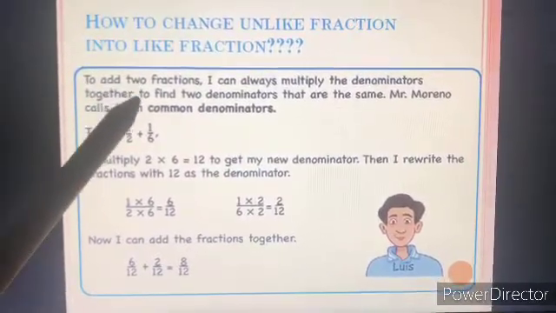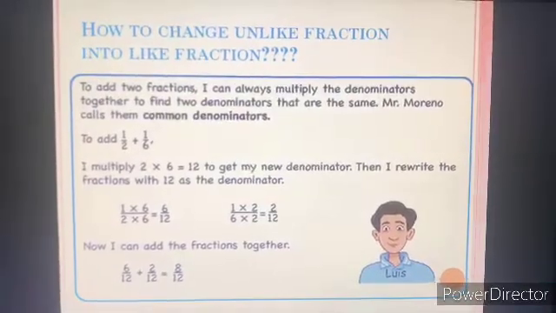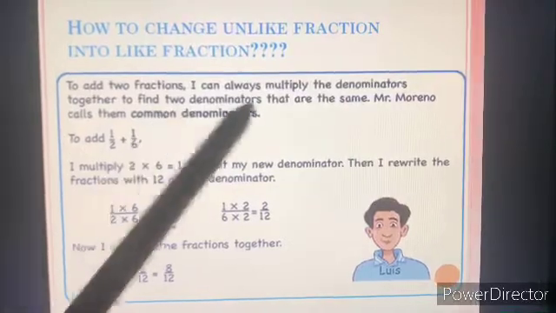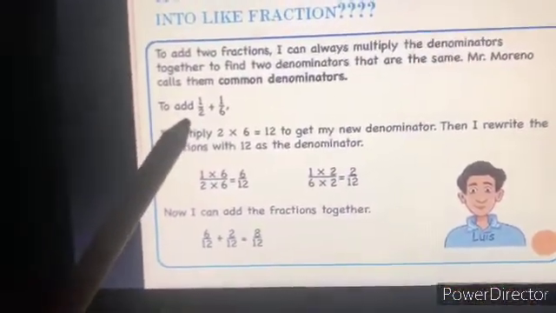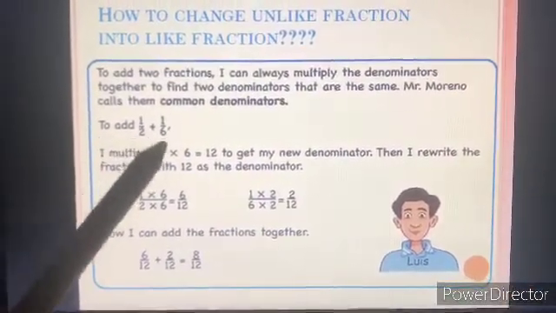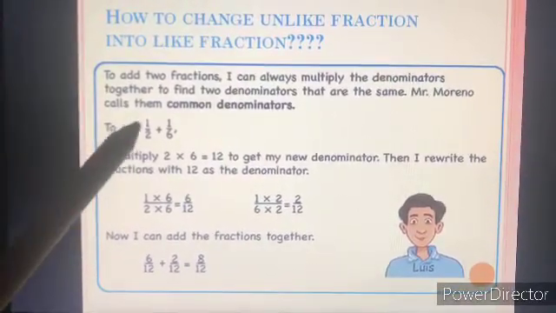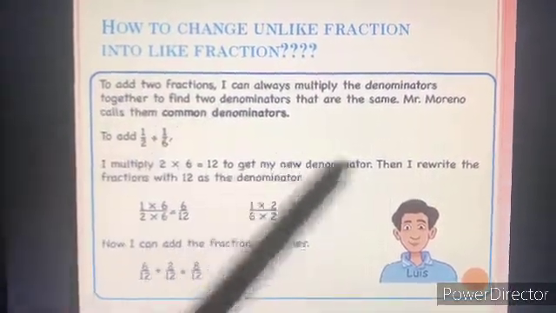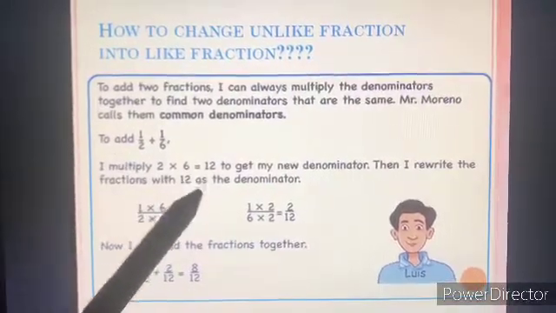To add two fractions, I can always multiply the denominators together to find two denominators that are the same. Very simple. See this. I have to add 1 by 2 and 1 by 6. Different denominators mean unlike fractions, so I will simply multiply 2 with 6. That becomes 12. So 12 will be the new denominator. Then I will write the fractions with 12 as the denominator.